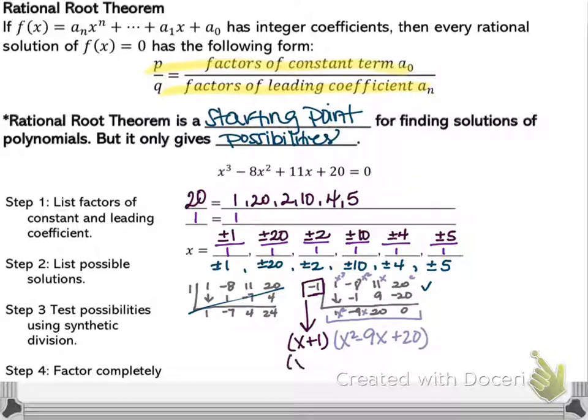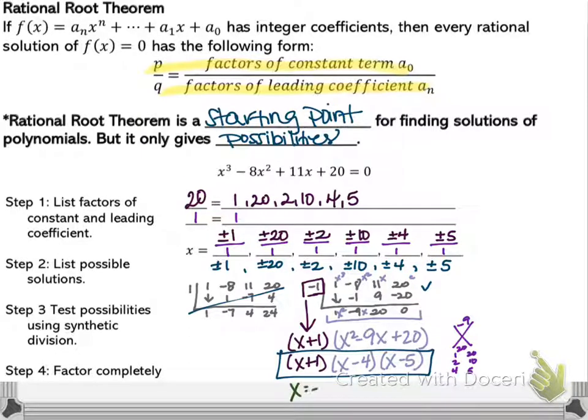And so I'm going to rewrite my trinomial as x squared minus 9x plus 20. And then I'm going to use just the x factor. So negative 9, positive 20, that's 1 and 20, 2 and 10, 4 and 5. And I can see pretty quickly I need 4 and 5, specifically negative 4 and negative 5. Now I have all of my factors, and I can find my solutions by setting them equal to 0. I can say x is going to be negative 1, x is going to be 4, and x is also going to be 5. And so this is the rational root theorem.